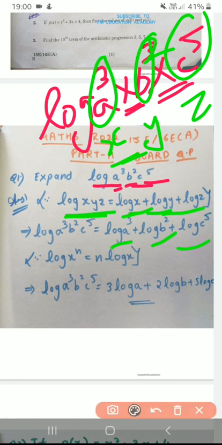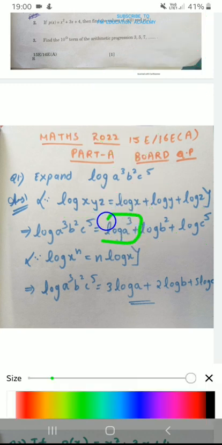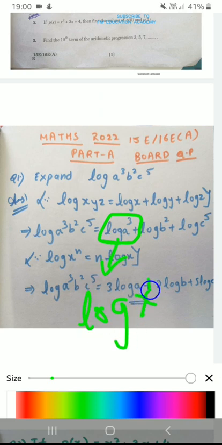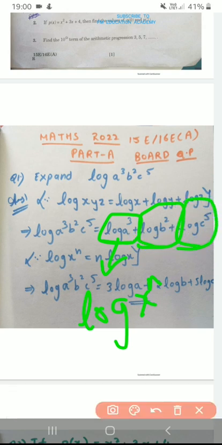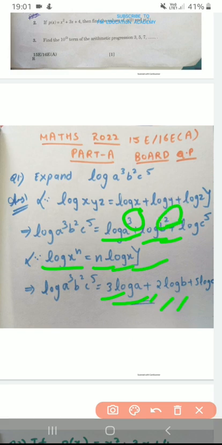Now how to do the next step? Here if you observe, again it will go in the formula. It is of the type of formula log x power n. Again this is also log x power n. This is also log x power n. So what is log x power n? Log x power n is n log x. So n here is 3, x is a and this is log. So n log x. Similarly this is log x power n, means n is 2, log x is b. Log x power n, 5 log c.